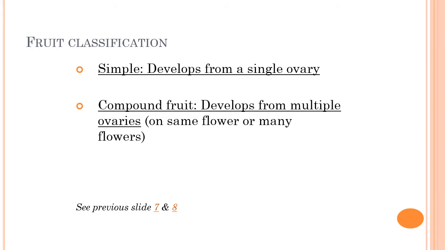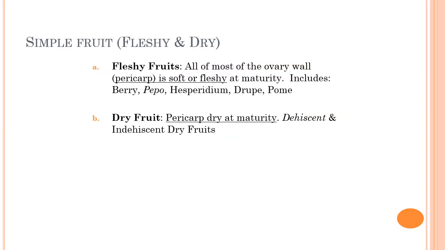Okay, another classification type, which you know from the last lecture, is the simple fruit. That means a fruit that develops from a single ovary, and also the compound fruit, which develops from multiple ovaries, more than one ovary. This more than one ovary can be on the same flower, as I showed you last time on strawberry, or they can be in many flowers, like the case of pineapple, for example, and mulberry.